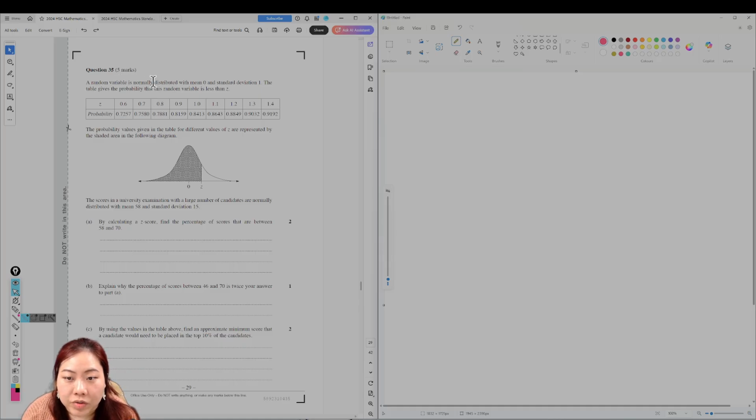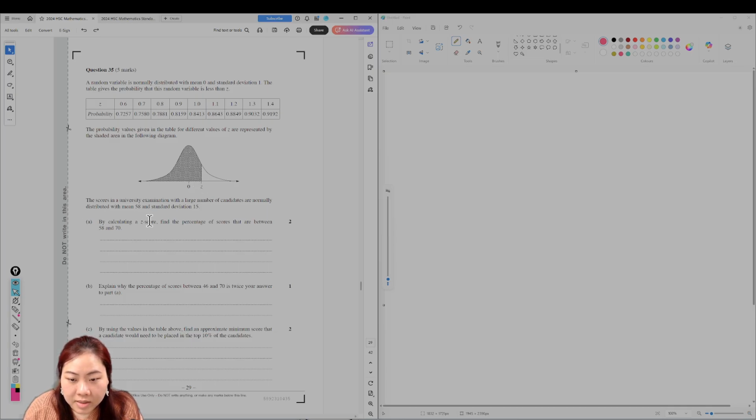A random variable is normally distributed with a mean of 0 and standard deviation of 1. The table gives the probability that this random variable is less than z. Let me study this a little bit more. If z is whatever it is, that's the probability of getting less than that. The probability values given in the table for different values of z are represented in the shaded area in the following diagram. The scores in a university examination with a large number of candidates are normally distributed with a mean of 58 and standard deviation of 15.